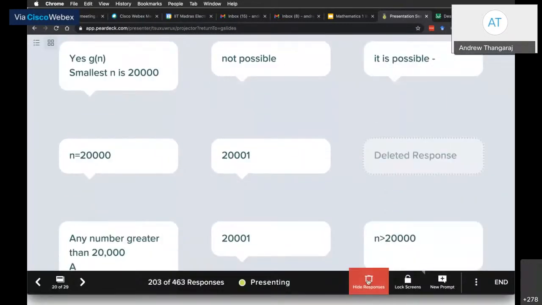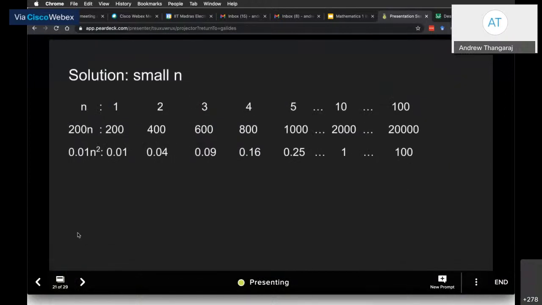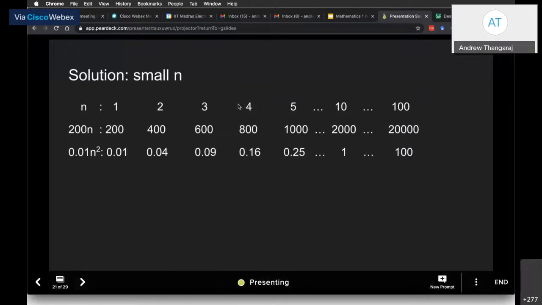So let's explore this a little bit. This is a way to explore this. I always use Desmos or some computing tool to quickly tell me what these values are, and you start with small n. So I'm starting with 1, 2, 3, 4, 5. I see 200n is huge compared to 0.01 n squared. Even for 5, look at that. This is just 0.25. 200n is like 1000.